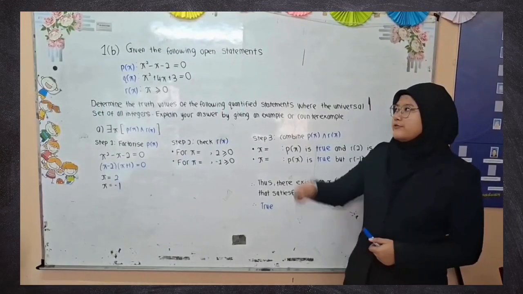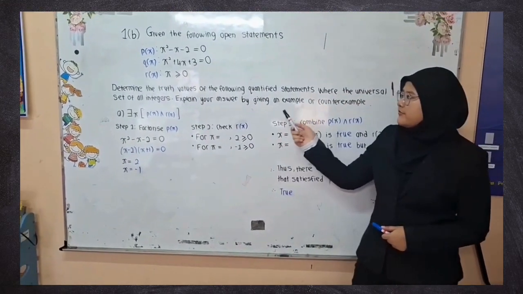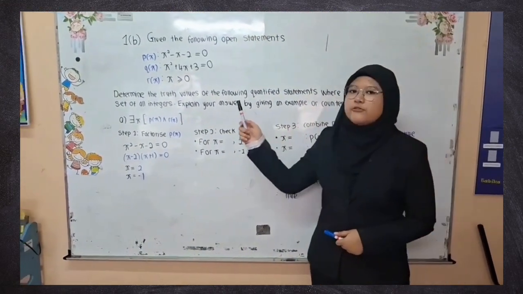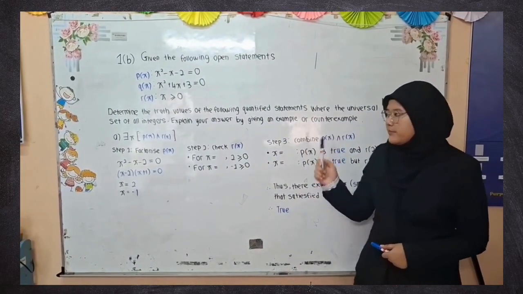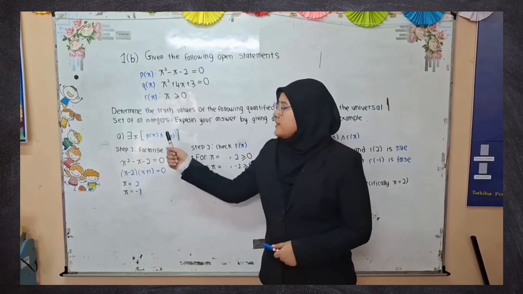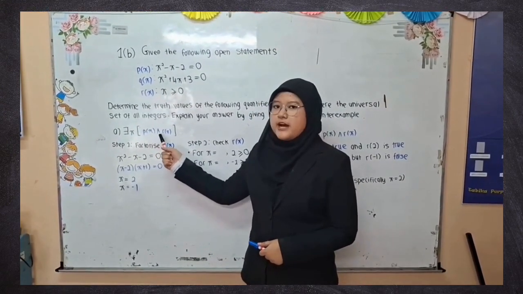Okay, let's go to the first B question. The question says: determine the true value of the following quantifier statement over the set of all integers. Explain your answer by giving an example or counterexample. We go to the A question. It says there exists an integer such that both p(x) is true and r(x) is true.